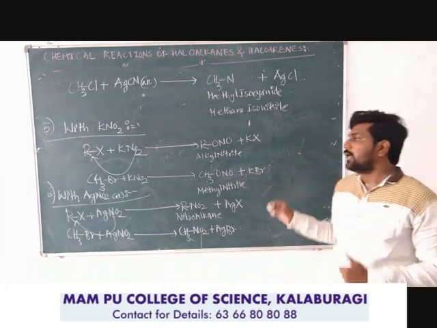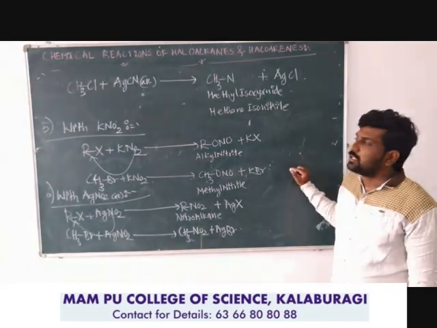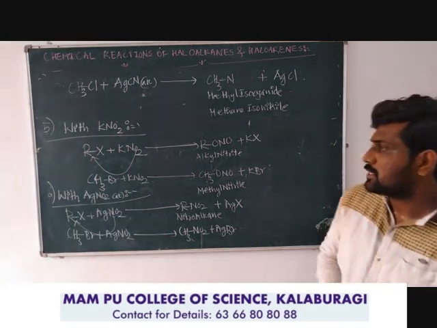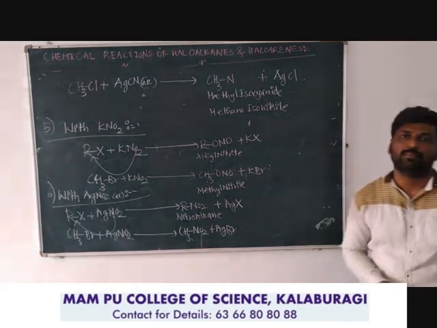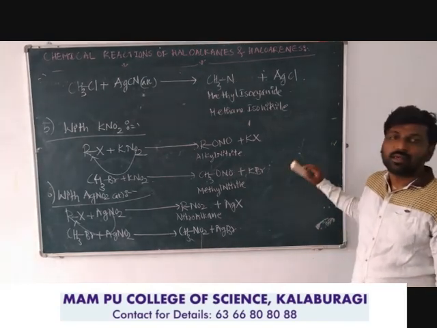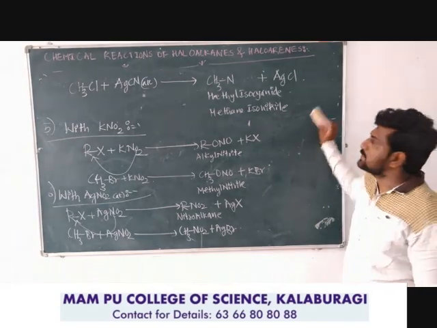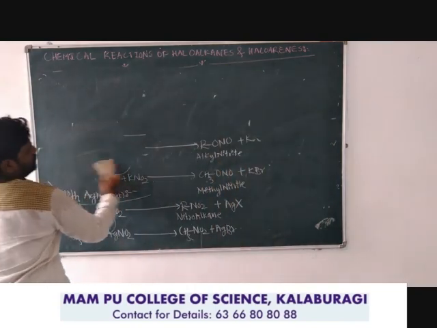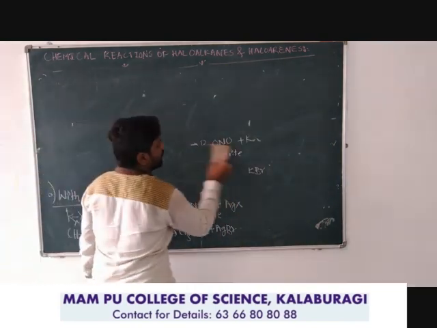So generally AgNO2 will give nitroalkane, KNO2 will give alkyl nitrite. Okay, so these are the ambident nucleophile examples. Let us go with the 7th and 8th reagents. The 7th reagent is sodium alkoxide.